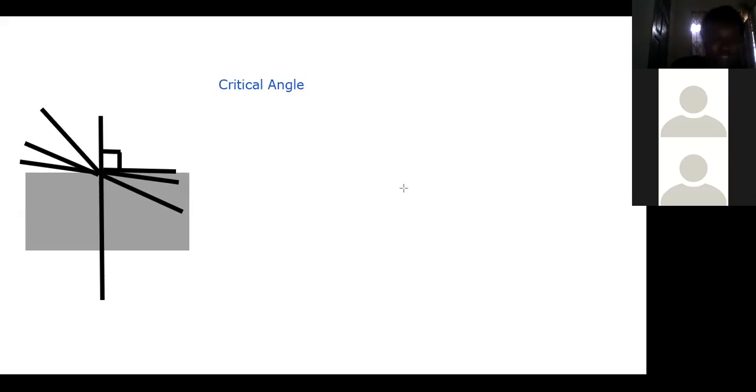So we define critical angle. When that happens, critical angle is the angle of incidence, the angle from here to here, for which the angle of refraction is 90 degrees. It is denoted by C. So the angle of incidence in the denser medium, for which the angle of refraction in the less dense medium is 90 degrees, is what we call critical angle.